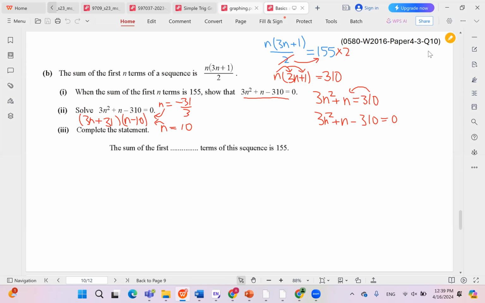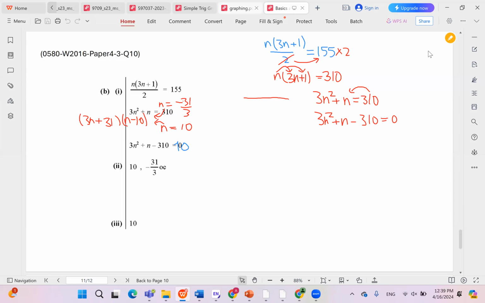Of course, n is positive 10 because you cannot have a negative value or a decimal for n. So it has to be the positive whole number. So the answer is the sum of the first 10 terms is 155. So these are the correct answers here.